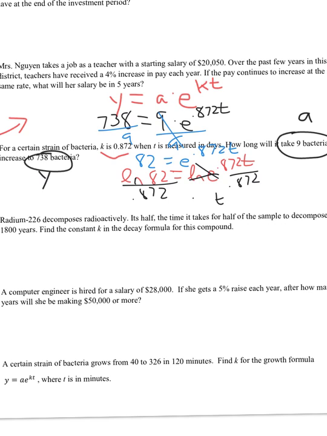So I get t is about, and if you take the ln of 82, and I would do that on your calculator, hit equals, then divide by your 0.872, that's going to be about 5.1. So we're at about 5.1, and we should label our answer here, and it would be days. Okay, let's go on and do number 12.